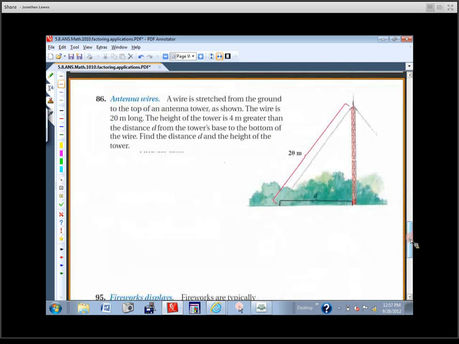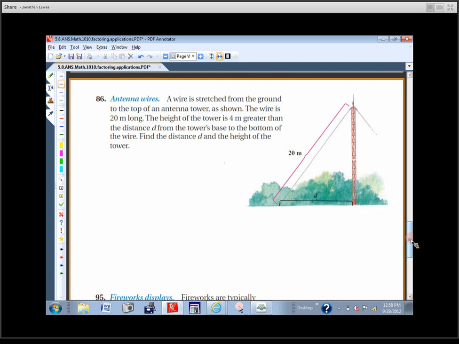Okay, would you read that problem? Okay, hopefully you've got some scratch paper somewhere, some space that you could write this down. An antenna is stretched from the ground to the top of an antenna tower as shown. So they've done us the favor of drawing a diagram. The wire is 20 meters long. The height of the tower is 4 meters greater than the distance from the tower's base to the bottom of the wire. Find the distance d and the height of the tower.